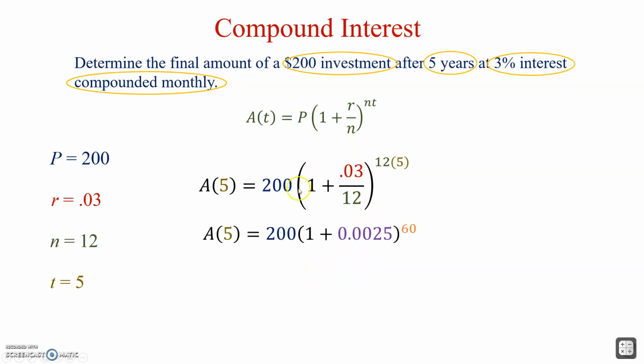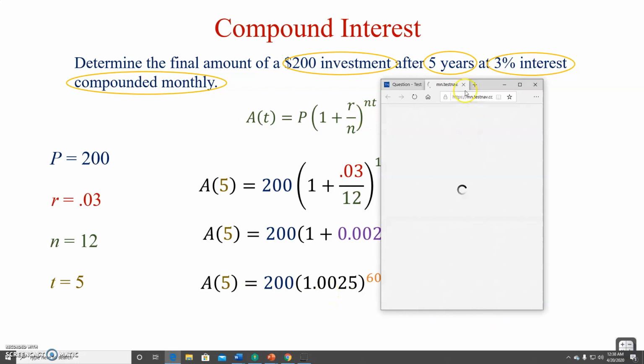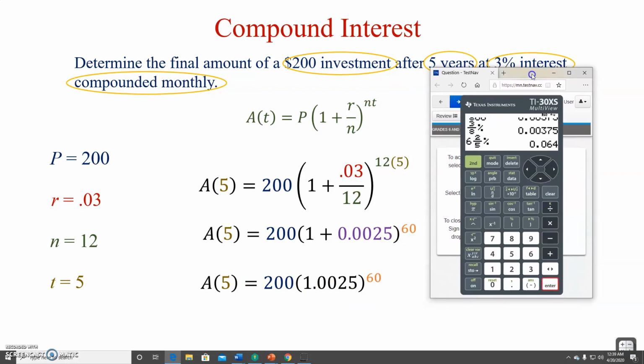First thing I did was what was inside here. 0.03 divided by 12 is 0.0025. Now I'm going to add that together, 1.0025. So now I can type this straight into the calculator. Now I actually could have typed the entire problem in. So I'll start with this. 200 times 1.0025 raised to, with our caret, the 60. We get this decimal number here.